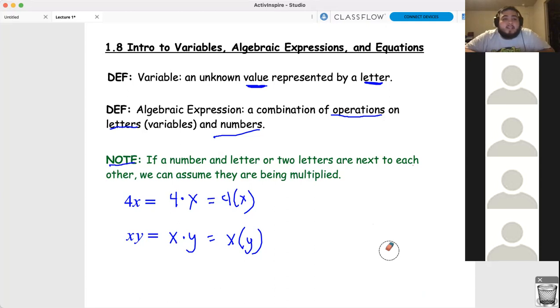Like you could use it, but you don't want to confuse yourself, because that looks like what letter? People can confuse this as the letter x. So please be careful, and try not to use that symbol moving forward. Use the dot or use parentheses. Are there any questions with what's on this slide?